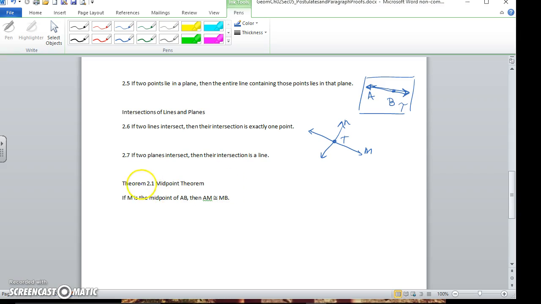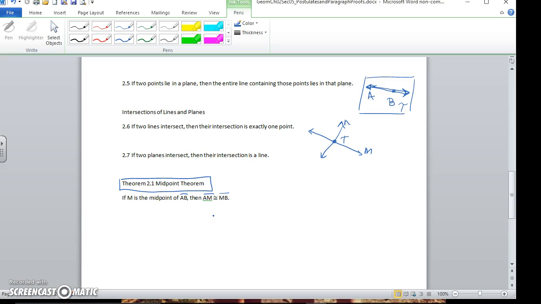All right, now for a theorem. Notice we've switched gears. Those last 7 were postulates. Now we have the midpoint theorem. If M is the midpoint of AB, and this is segment AB, because we can't find a midpoint of a line, then the distance from A to M is congruent to, or the line segment AM is congruent to MB, which means the distance from A to M is the same length as from M to B.